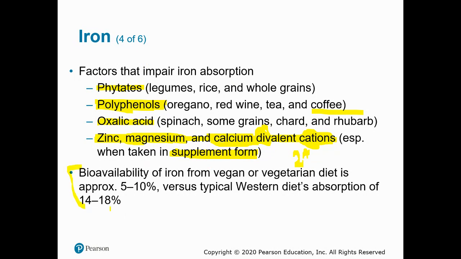And then just a little blurb about bioavailability. For what it's worth, bioavailability of iron from a vegan or vegetarian diet is approximately 5 to 10%, versus a typical Western diet, where the absorption is going to be a little higher. And that's simply because in a Western diet, we're consuming more heme iron. This is not to say that you cannot get enough iron from a vegan or vegetarian diet. You absolutely can. It's just saying that we absorb a little bit more, not even a lot more, from an omnivorous diet.